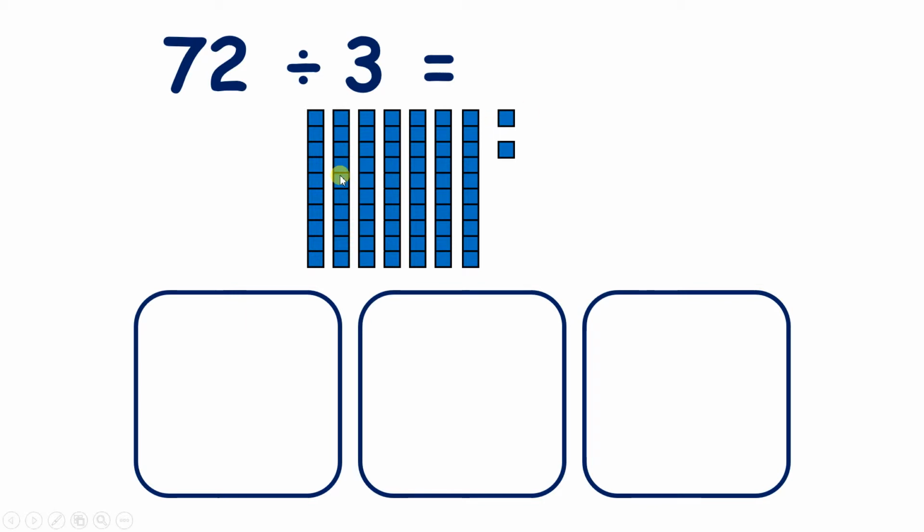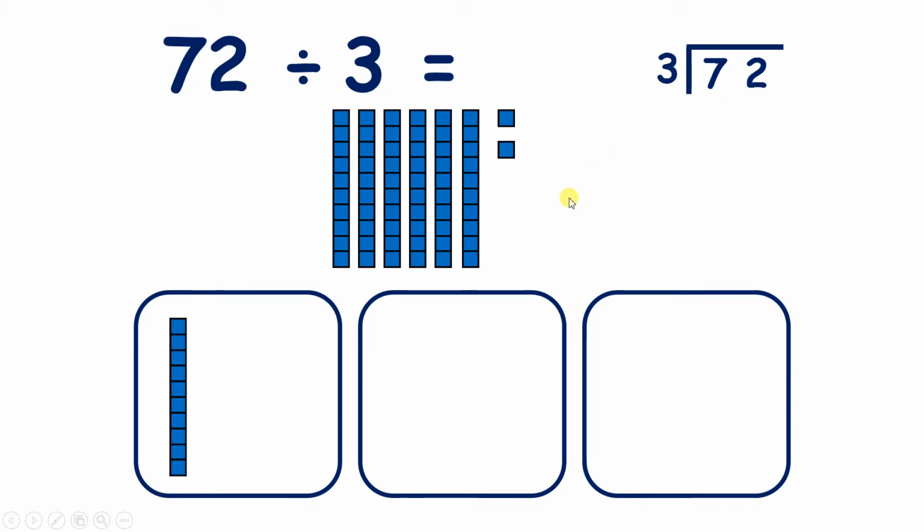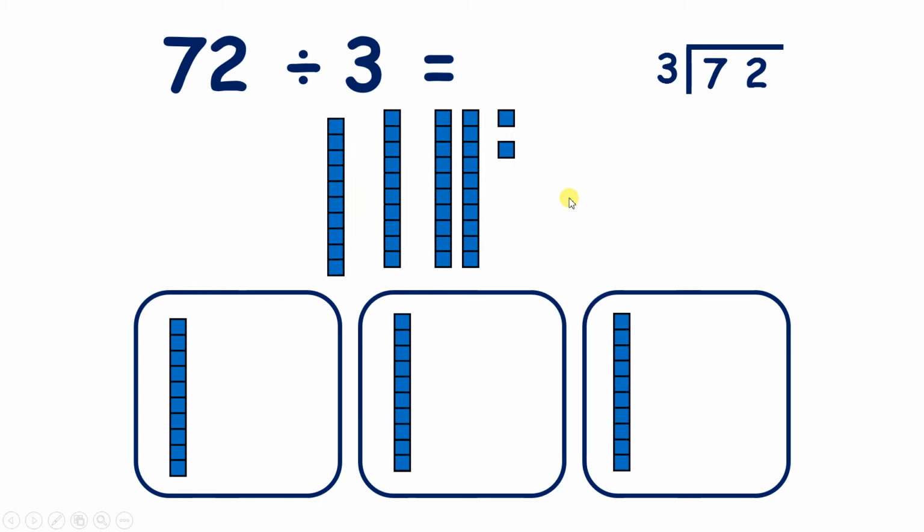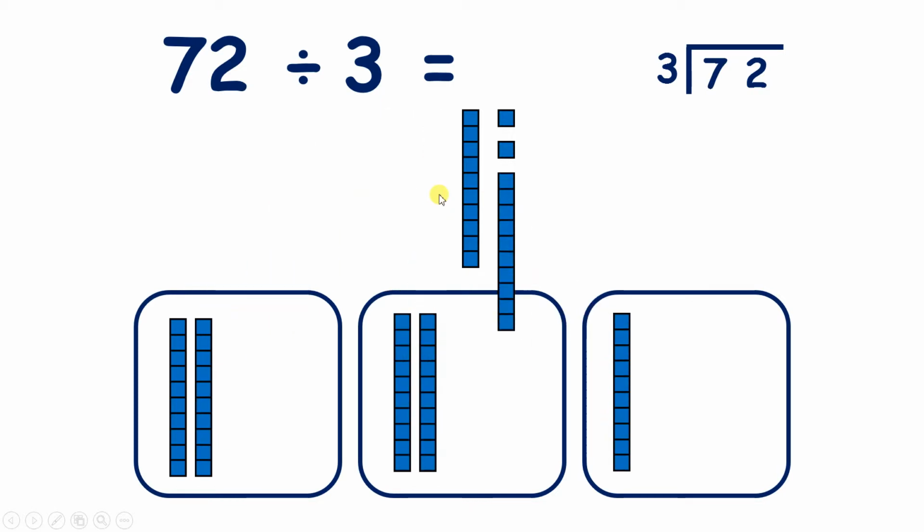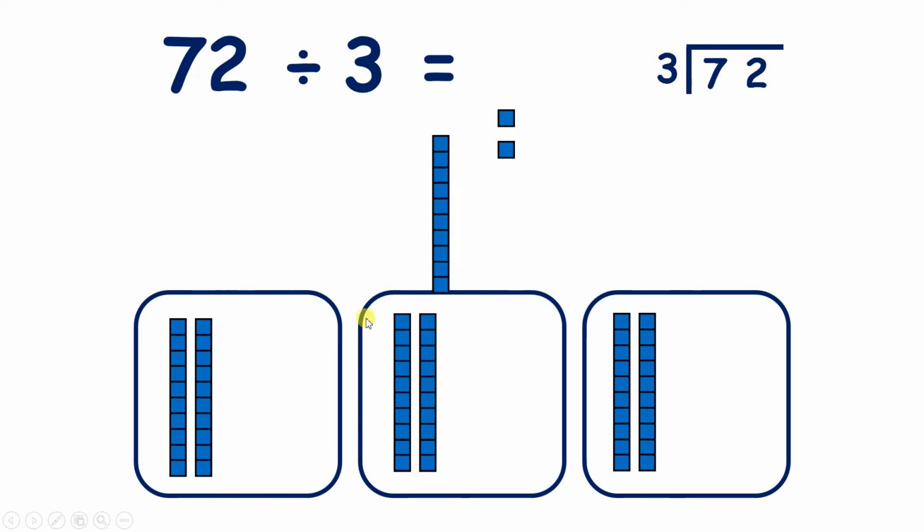Now we have 72 divided by 3. So let's write 72 inside the lines and 3 on the outside. So we can start by sharing our 7 tens into 3 groups. But we can't share out this 7th 10 because with division we need to share equally.